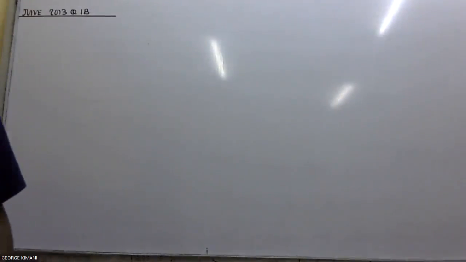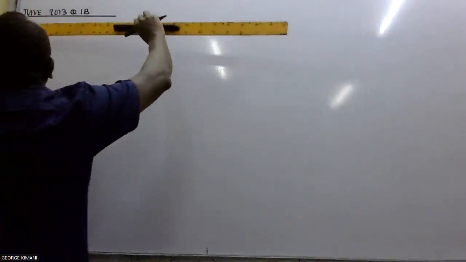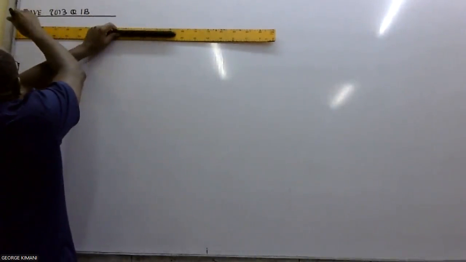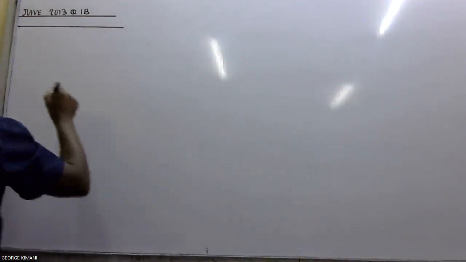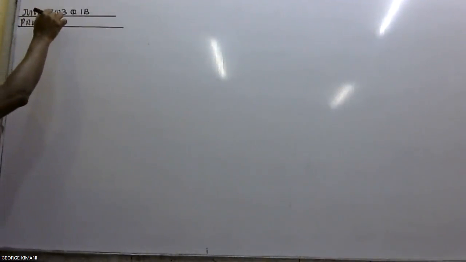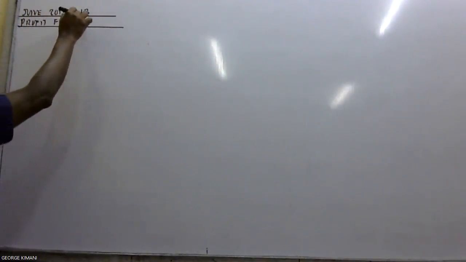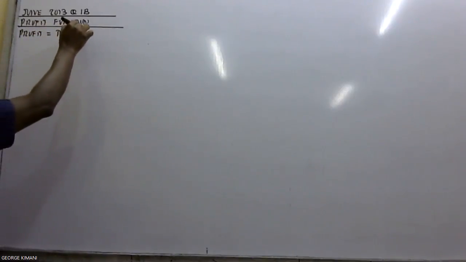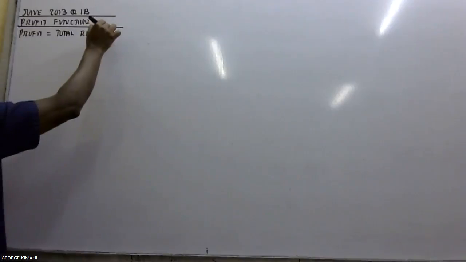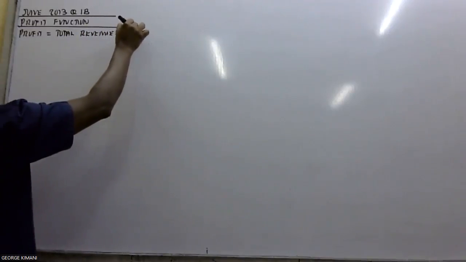So if you have read that, the question is asking us to get the total profit function. So we just begin the same way, profit function. And profit function, I've told you, is given as profit is equal to total revenue minus total cost.